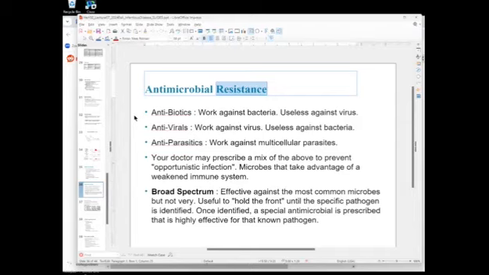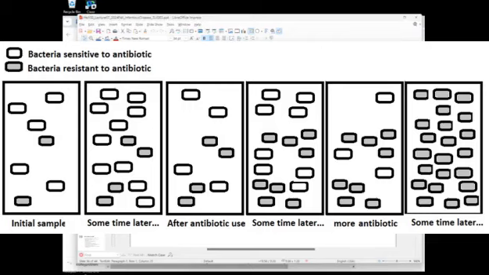Resistance is when the targeted organism finds a way to make the antimicrobial not work anymore. That's resistance. This slideshow or this panel is an example of misused antibiotics. Imagine these are like microscope slides, and they took a sample from somebody who's sick, and just to oversimplify, a clear box is bacteria sensitive to an antibiotic. A gray box is a bacteria resistant to an antibiotic.